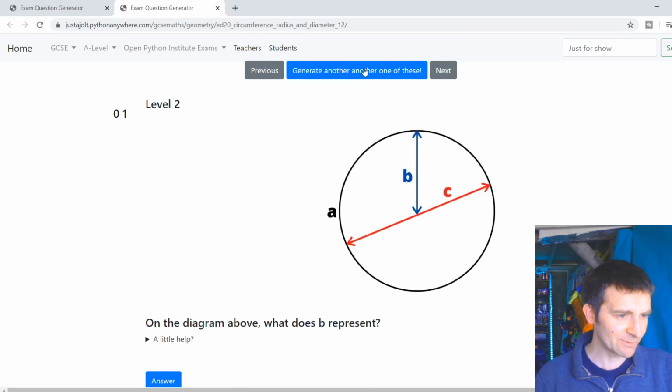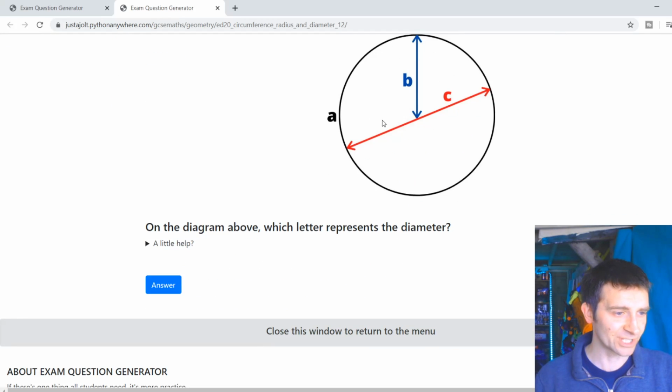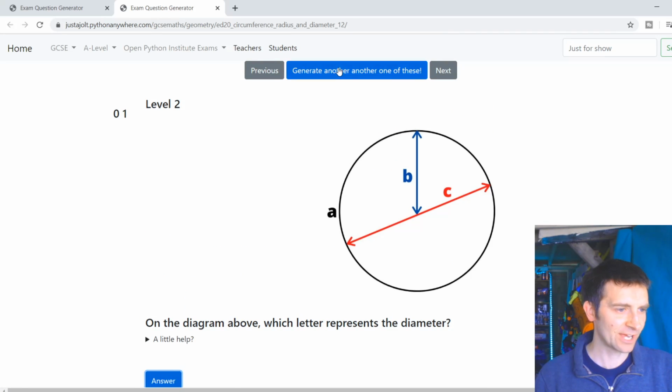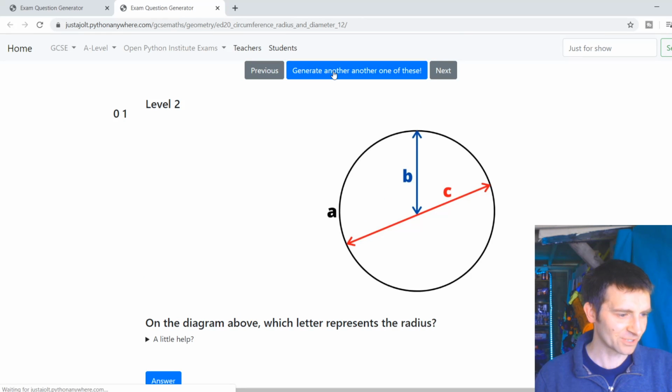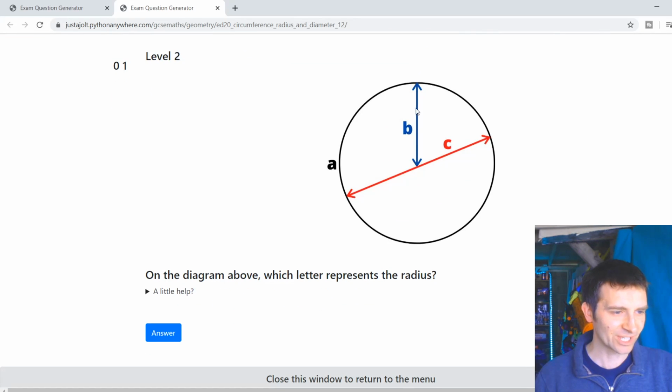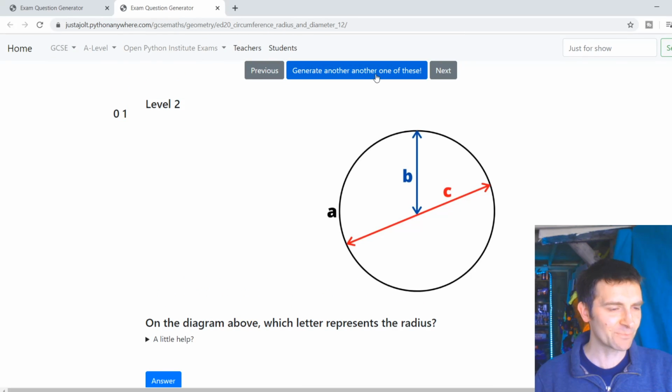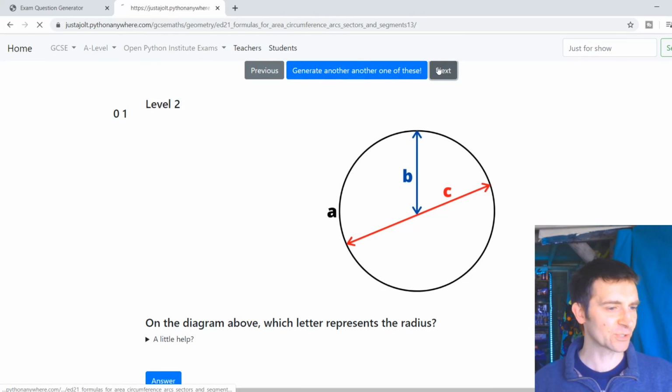And then finally, what does B represent? We already know that's the radius. What letter represents the diameter? Oh, this is a bit of a different one. So the C represents the diameter here. Yep, got that right. Which letter represents the diameter? It had the same again. Oh my goodness, randomness is not working. So which letter represents the radius? It's going to be B. Anyway, I think we pretty much got the hang of this type of question. Let's move on to another one.